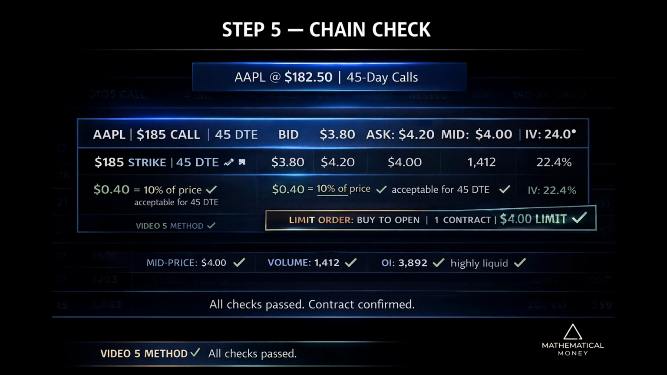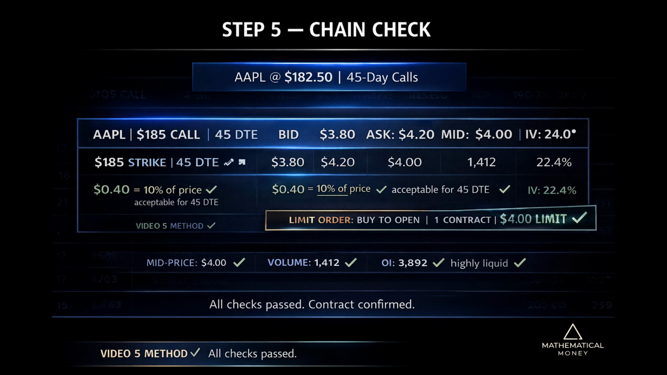Locating the 185 strike, bid $3.80, ask $4.20. Mid-price, $4 even. Spread, 40 cents, 200 basis points on a $4 option. On Apple, this is standard for a 45-day option. Acceptable. Volume, 1,412 contracts today. Open interest, 3,892. Highly liquid. No concern about getting in or out at a fair price.